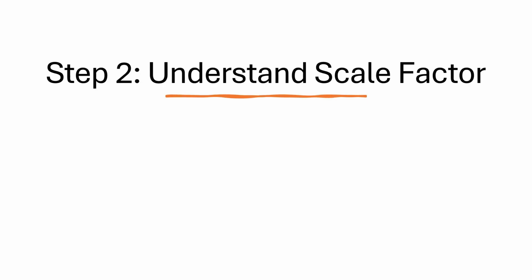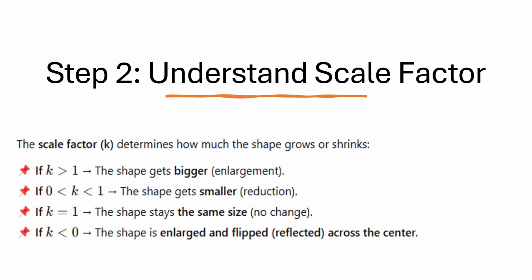Step 2. Understand how to find the scale factor. The scale factor determines how much the shape grows or shrinks. So again, if the scale factor is greater than 1, it gets bigger. If the scale factor is a fraction between 0 and 1, the shape gets smaller, reduced, or shrinks. If the scale factor is equal to 1, no change. If the scale factor is less than 0, the shape is enlarged and flipped across the center, something like that.